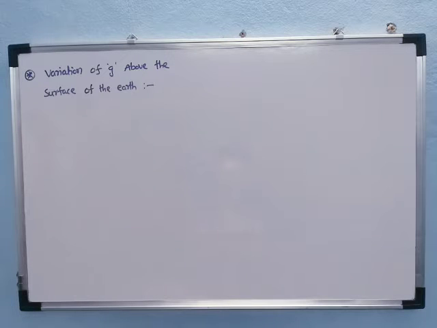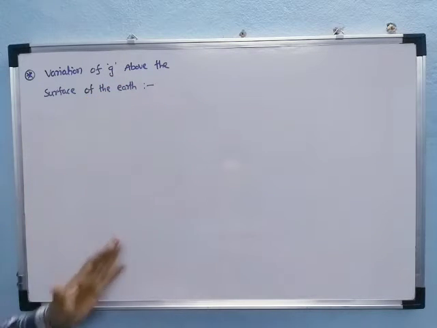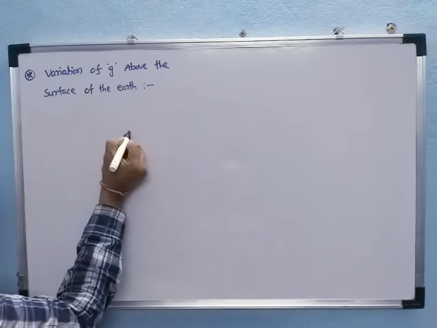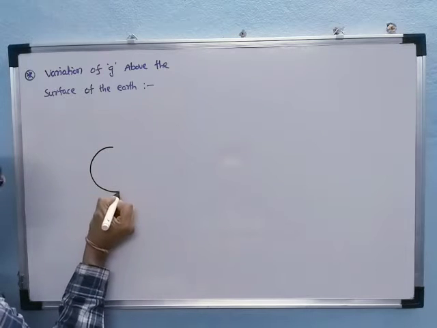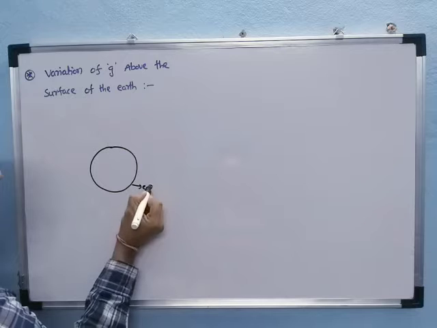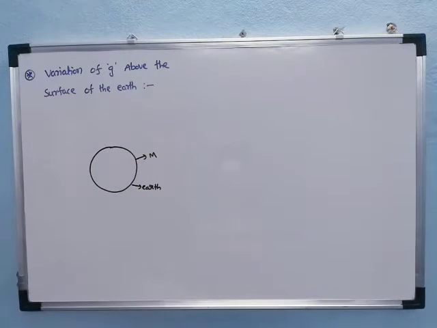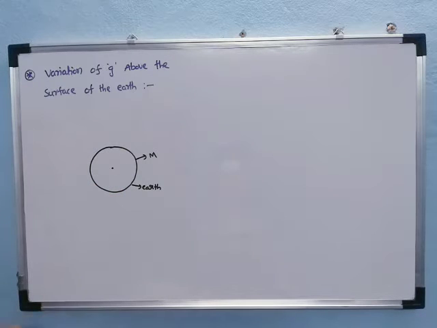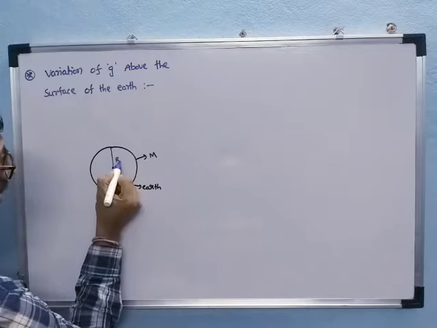See, the next topic we are discussing is the variation of g above the surface of the Earth. Let us consider the Earth. The mass of the Earth we consider as capital M, and its radius we consider as capital R.